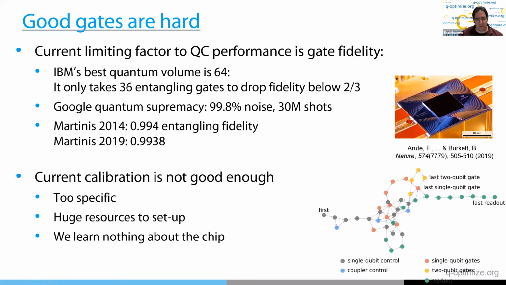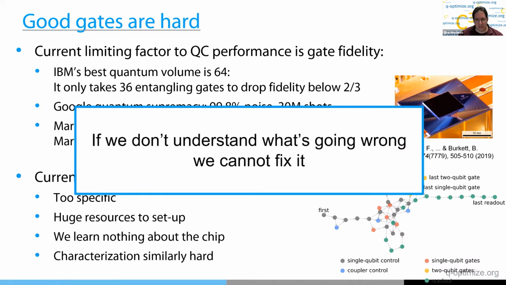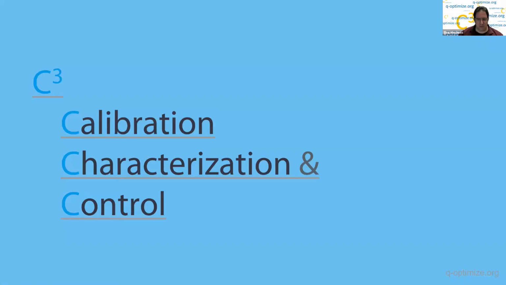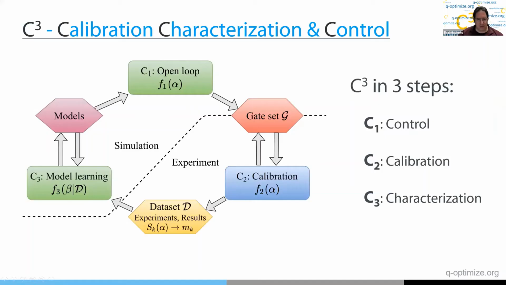You just have something that works. And characterization is similarly hard. And we need to do better. So we tried to think of how to do better. And this is what we came up with.